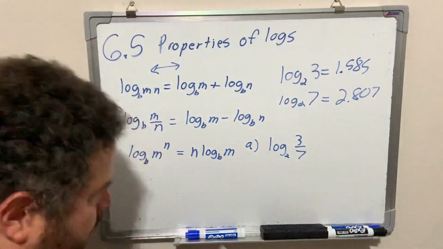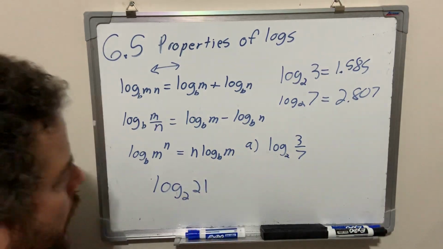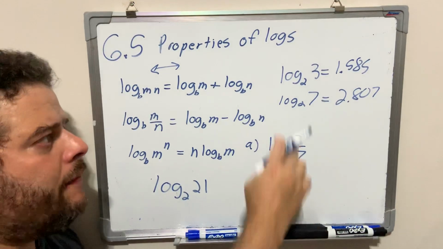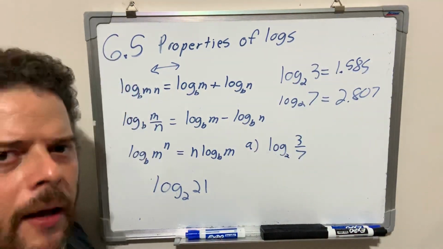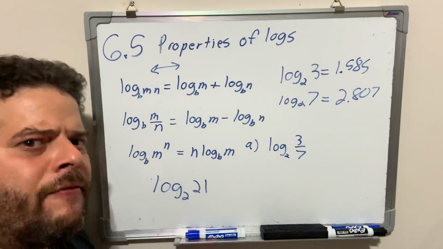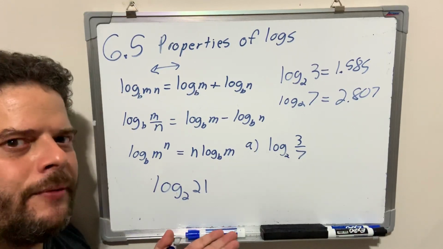Now let's go over example B. Example B tells me log base 2 of 21. But teacher, they're not giving me a 21. They're giving me 3 and 7. Oh my God, crisis. Don't freak out. Again, this is a little puzzly, but it's very simple. Most of you already know what you have to do.